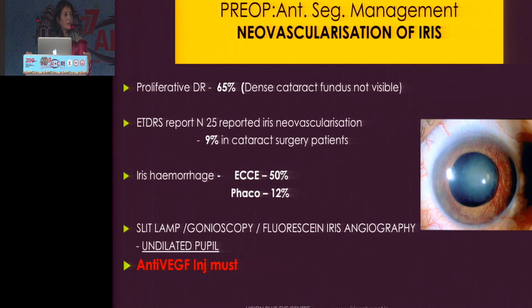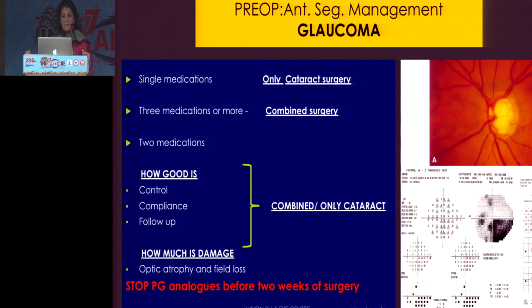Again, look at the iris carefully. You may not be able to visualize the fundus, but if you do see NVI, that means the patient is having PDR and needs to be either injected and treated prior to taking up the patient. Associated glaucoma is very common.